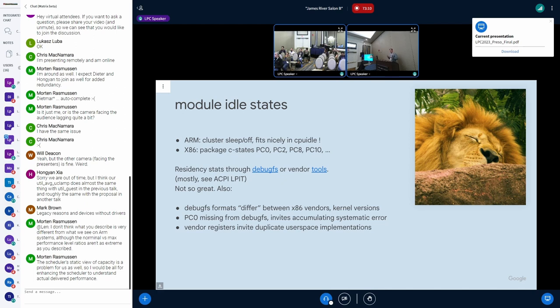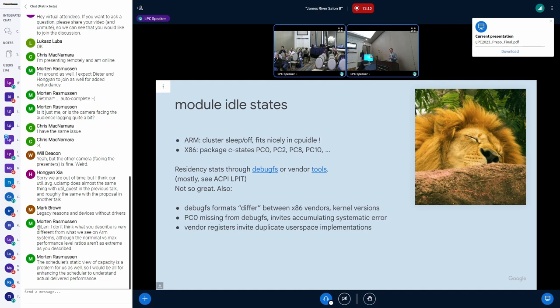Now, when you go look at the debugfs file, you will see that PC0 is missing. And that, again, is a bit of a problem, because when you're reading that debugfs file, you have to reference it against the time base. And the time base that the debugfs file gives you is not necessarily the same as the one you have. So it invites all kinds of rounding errors. It invites all kinds of systematic errors that we actually ran into.